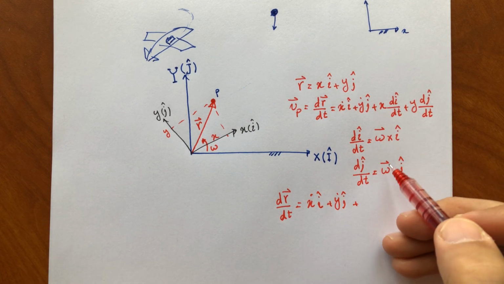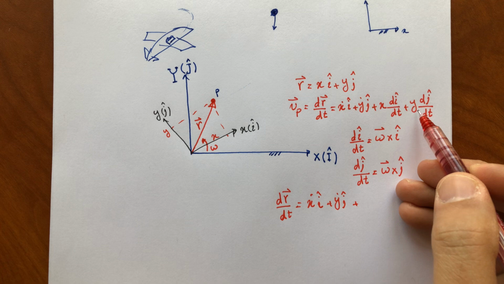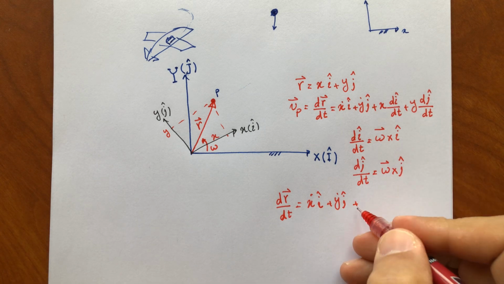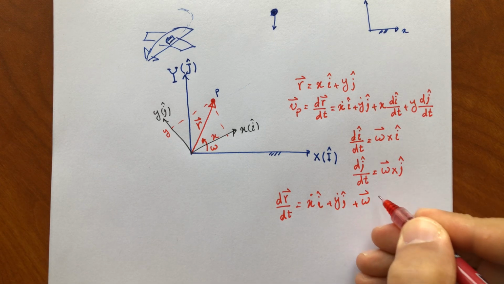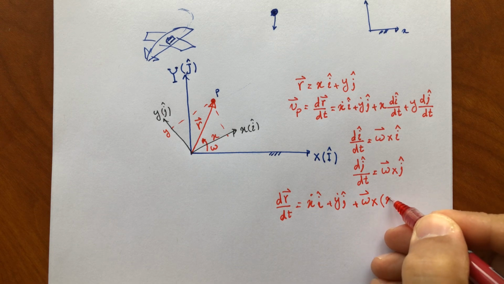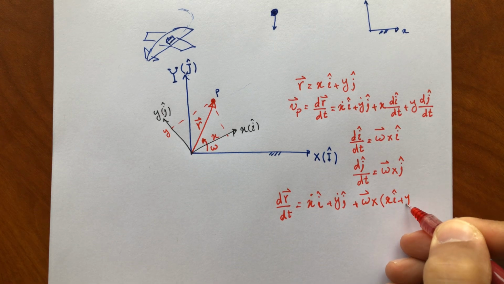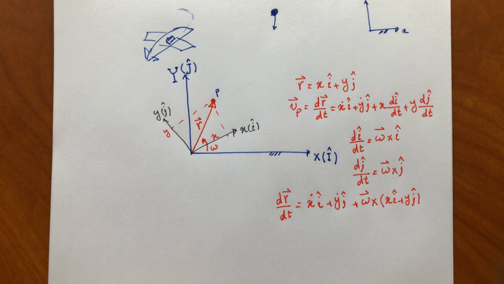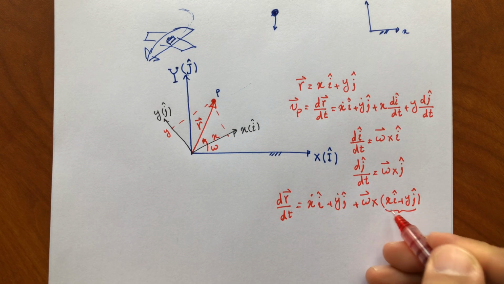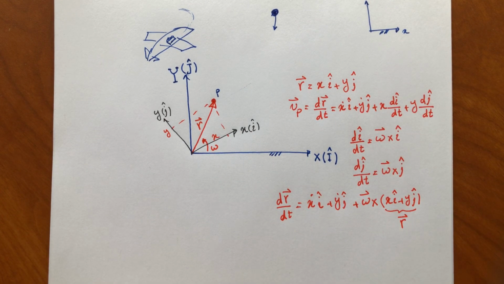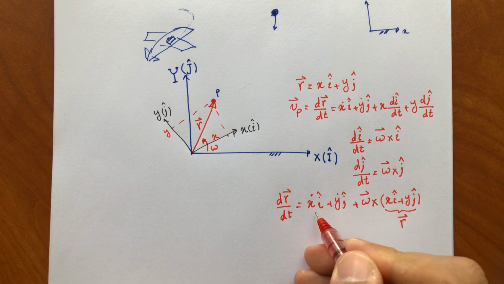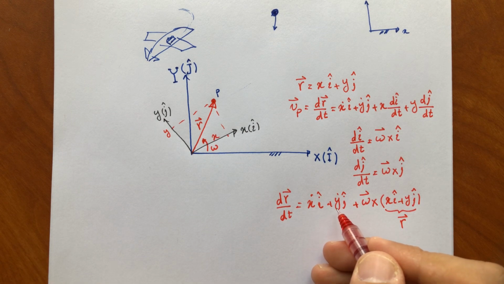Plus x times omega cross i and y times omega cross j. So I can take the omega out and write it as omega cross the product of x i hat plus y j hat. And this is nothing but r. And what is this? x dot i plus y dot j.